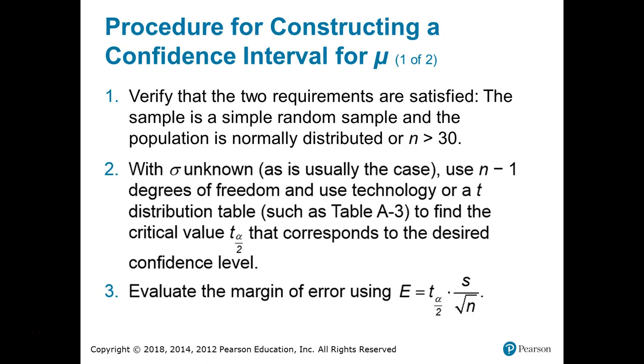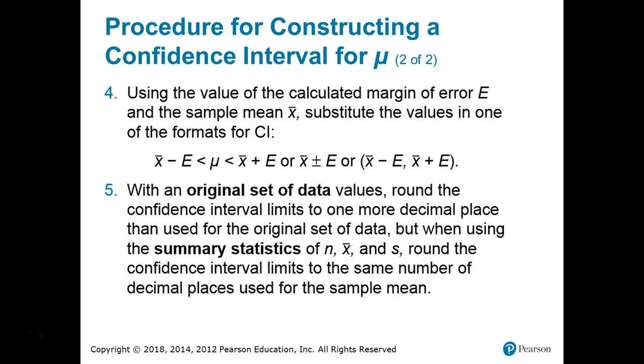Okay, and then with sigma unknown, as is usually the case, we use n-1 degrees of freedom and technology or table A3 to find the critical values. Once we verify that we can use the t distribution, we find the critical values using the table. Once we find the critical value, we can evaluate the margin of error using this formula. We plug in the value from the table for t of alpha divided by 2, multiplied by s divided by the square root of n.